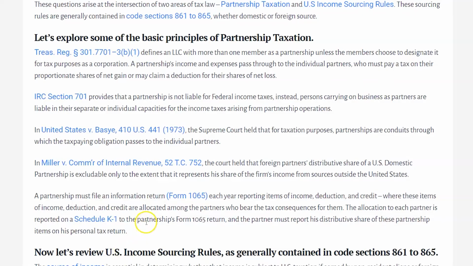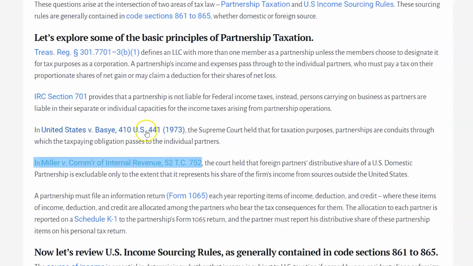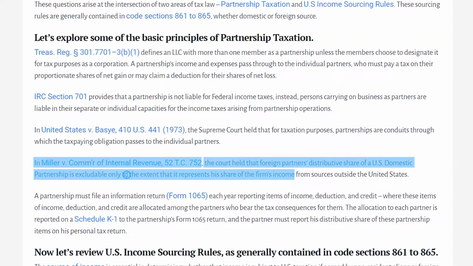Now, another case law that also talks about partnerships and how they are treated is Miller v. Commissioner of Internal Revenue, a case which I think was decided back in 1969. In Miller v. Commissioner, the court held that a foreign partner's distributive share of a U.S. domestic partnership is excludable only to the extent that it represents his share of the firm's income from sources outside the United States.